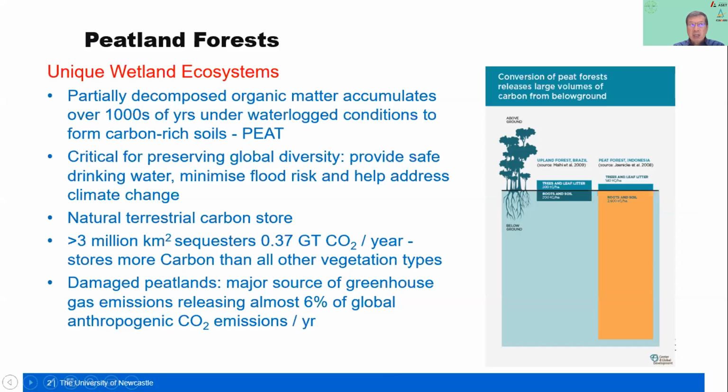It's a natural terrestrial carbon store, more than 3 million square kilometers, that traps and sequesters 0.37 gigatons of carbon dioxide per year. So it stores more carbon than any other vegetation type. If the peatlands are damaged or destroyed, as we will discuss later, major sources of greenhouse gas emissions are released, almost 6% of global anthropogenic CO2 emissions per year.